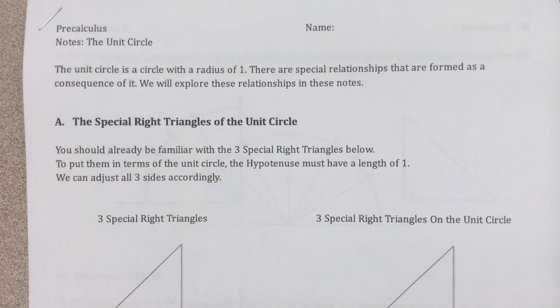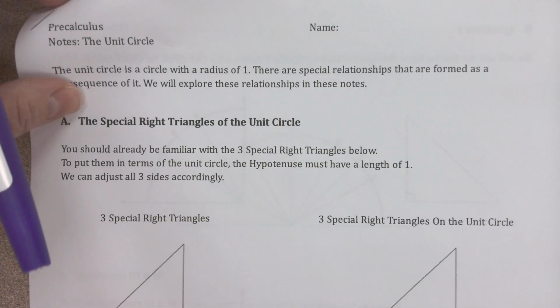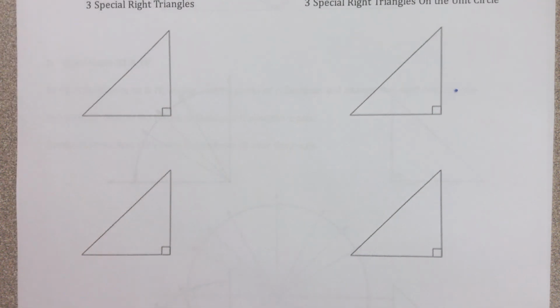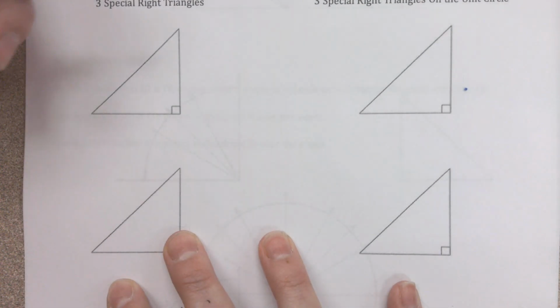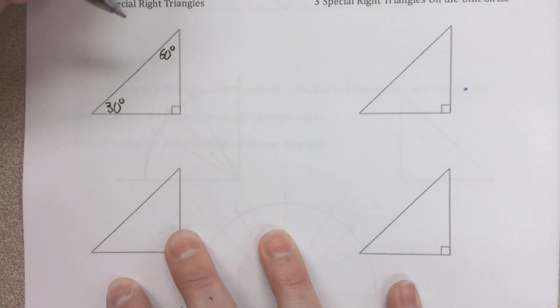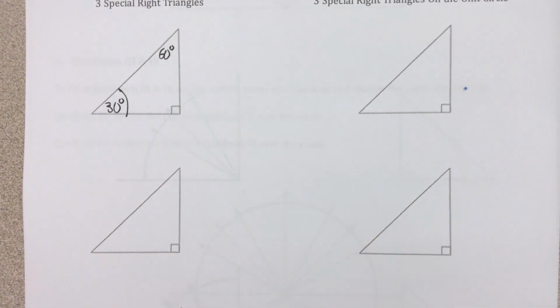There are special relationships that are formed as a consequence of it. We will explore these relationships in these notes. So, the very basics. We're starting with the special triangles. You should already be familiar with these 3 special triangles. So let's fill these in real quick. First we have the 30, 60, 90, where 30 would be our alpha.